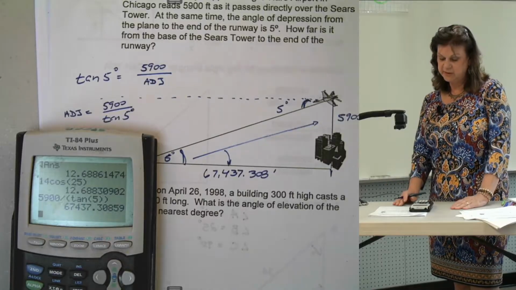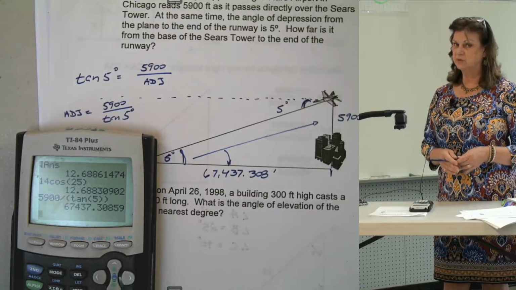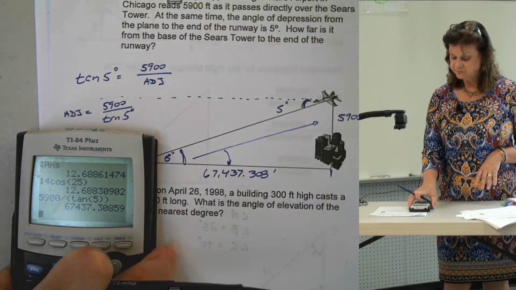So again, all trig, and they have to be right triangles for this to work. You can't do this on a different type of triangle. We'll get into that later. That's laws of sines and cosines.